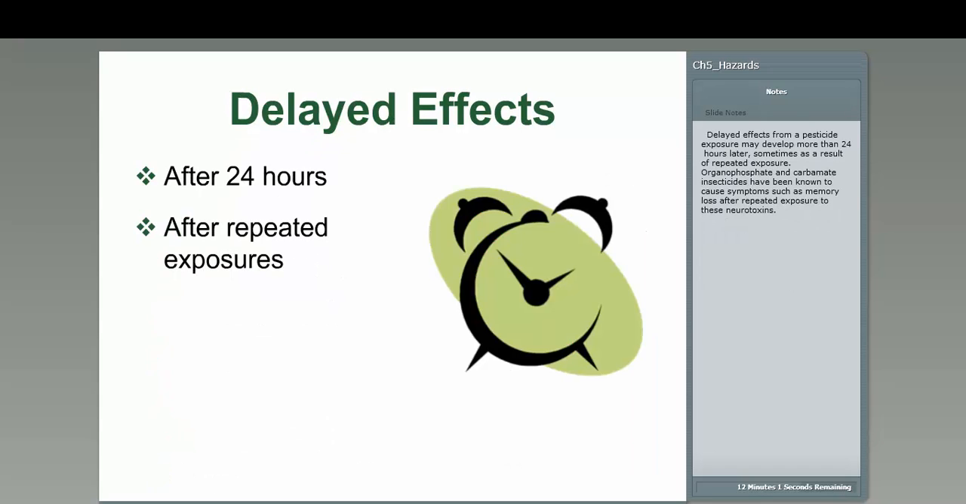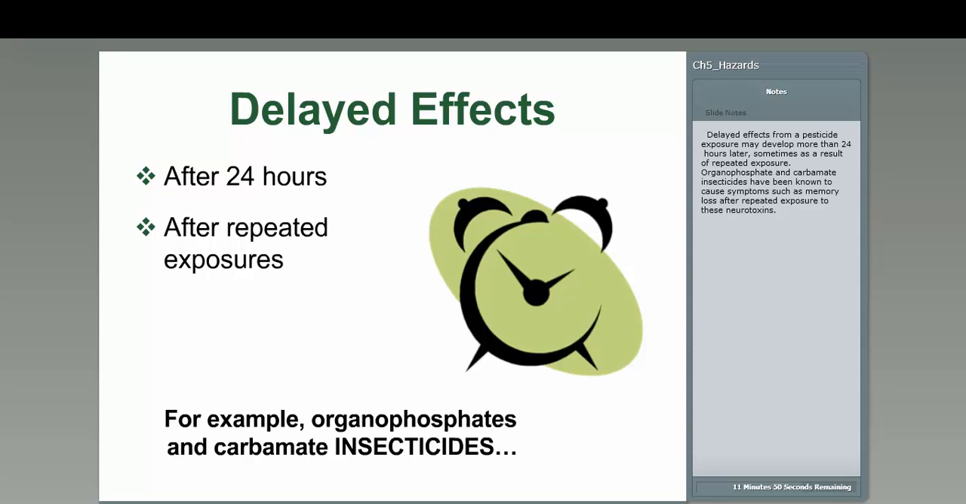Delayed effects from a pesticide exposure may develop more than 24 hours later, sometimes as a result of repeated exposure. Organophosphate and carbamate insecticides have been known to cause symptoms such as memory loss after repeated exposure to these neurotoxins.